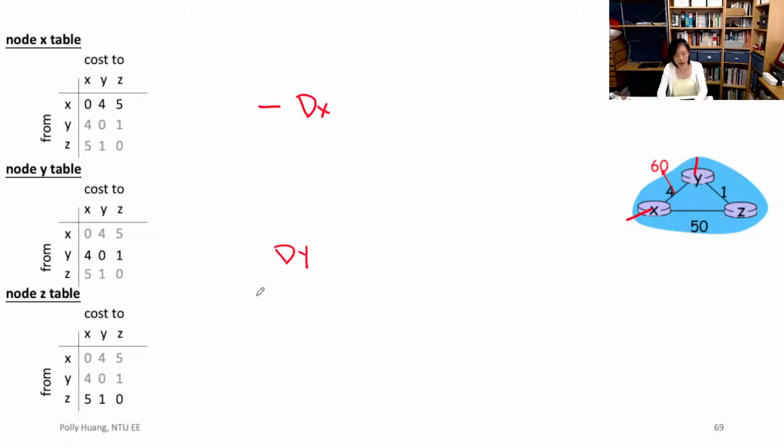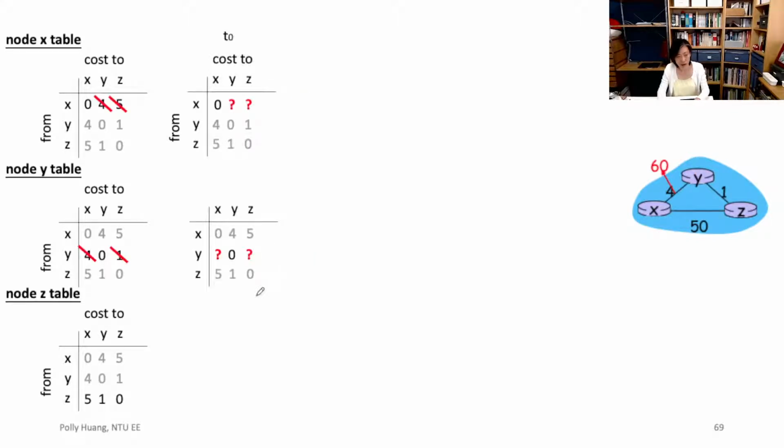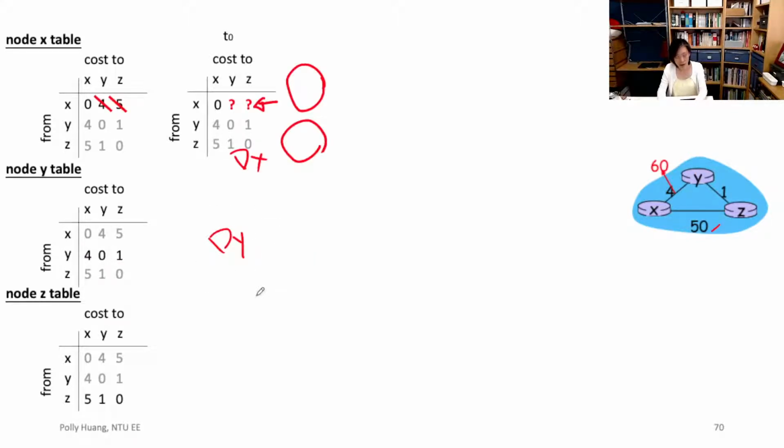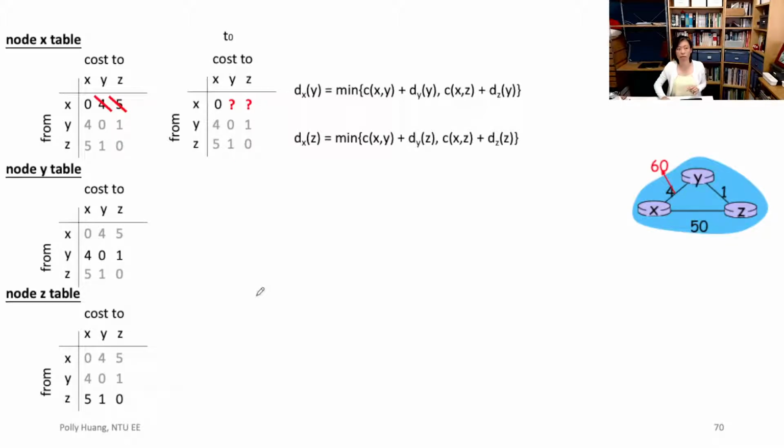Let me come back here. So dx first and dy. This one is going to take a little bit of time because you need to follow the Bellman-Ford equation. As human beings it's very straightforward, but if you are a router running distance vector, things can be rather unintuitive.